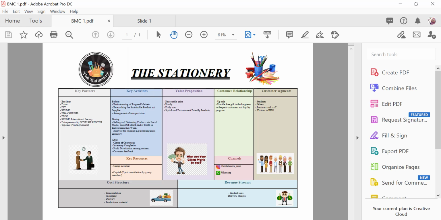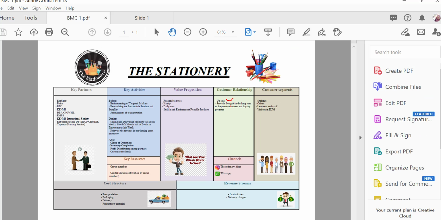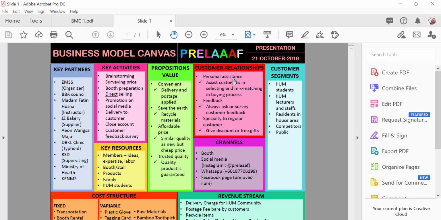Okay, so basically we say here, upsell, a sales promotion, or maybe a loyalty card, or maybe a free gift in the long term, so that your customer will keep coming back, and then they will become loyal to your brand. So that's what you put inside the customer relationship. For example, a personal assistant assisting in selecting and mix matching also can. For example, Pre-Love, their product is very unique, and the product is only one. If you put a product there, you cannot buy more than one quantity.